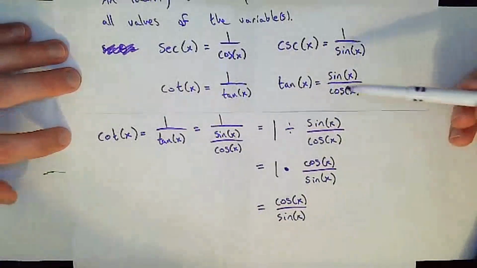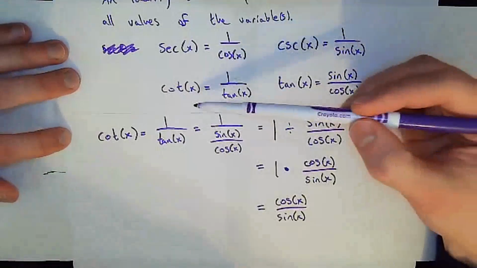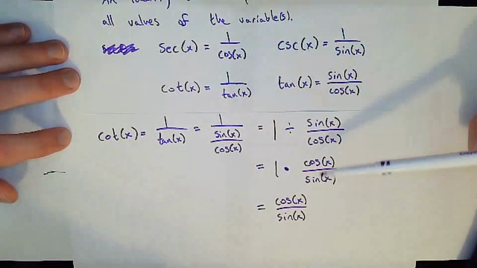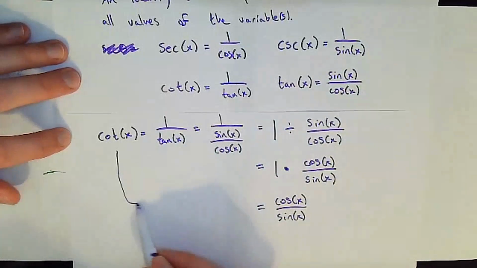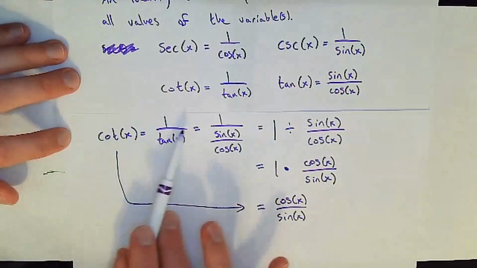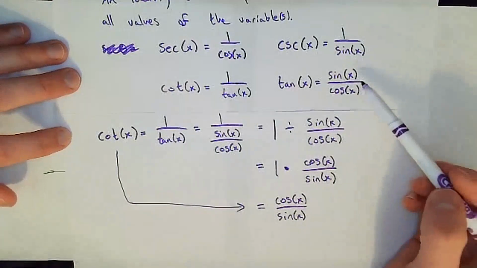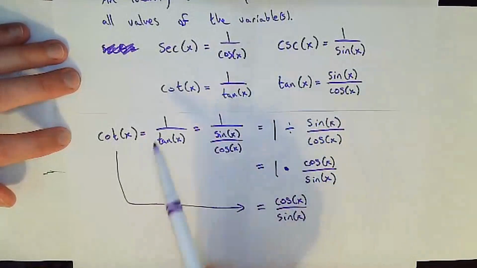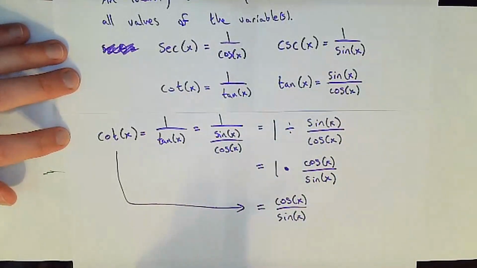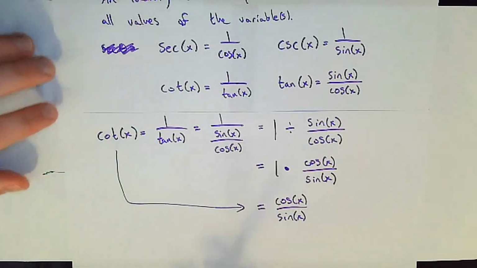So hopefully that makes sense to you. You're seeing that tangent is sine over cosine. Cotangent is the reciprocal of tangent, so we should expect it to flip, cosine over sine. I mean, I went the long way there, but if it makes sense to you that I'm just flipping them, tangent, cotangent, because they're reciprocals of each other, then that's good. That's good. All right. What other identities do we have?